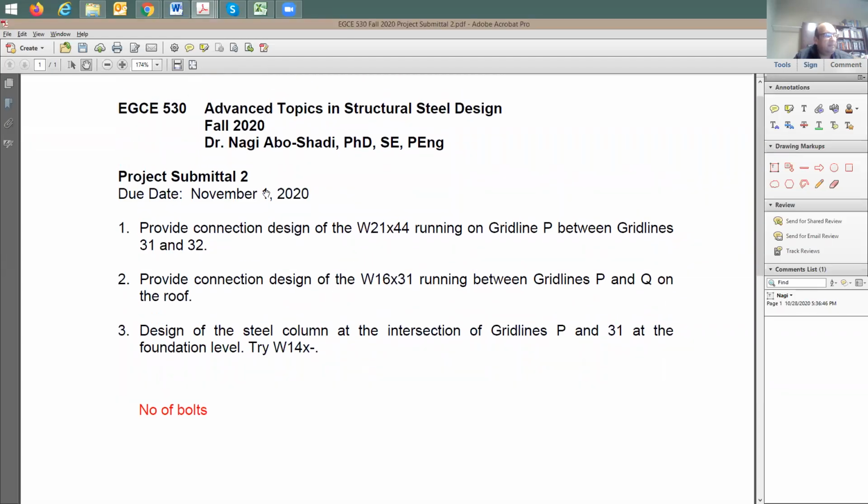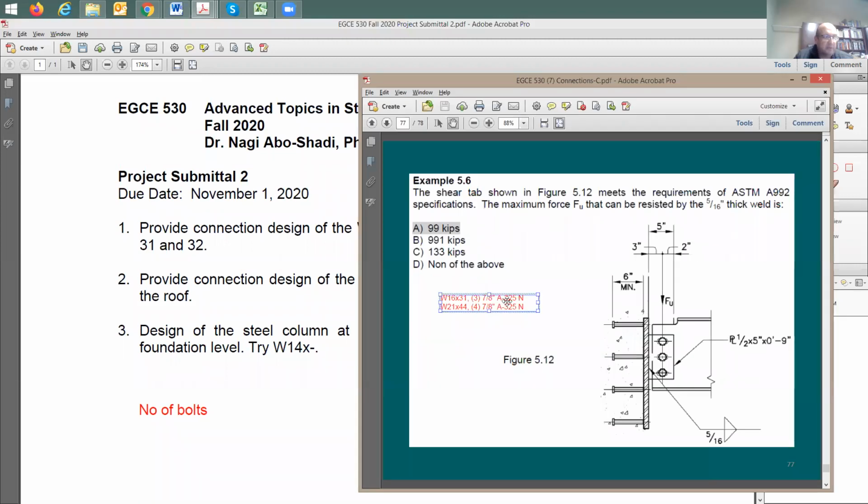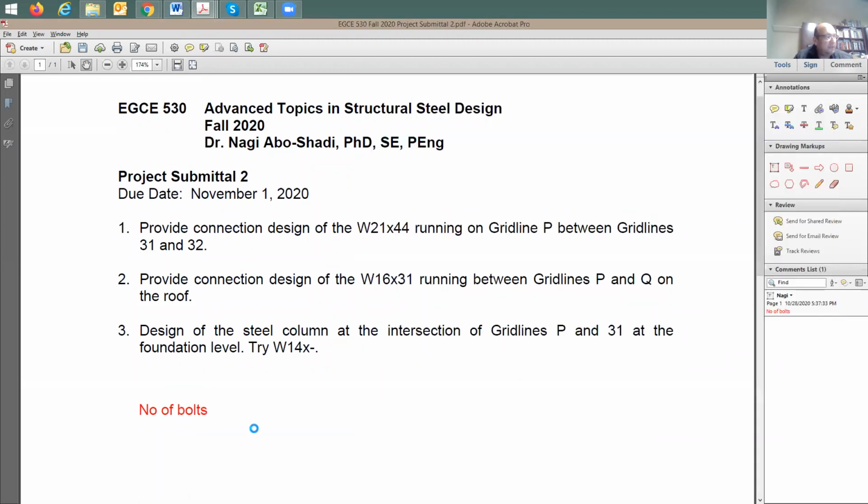So for this submittal, the criteria says that our bolt size should be 3/4. Which load criteria? 3/4 of an inch? Yes, sir. Okay. Go ahead, please, and use 7/8 of an inch, if you don't mind. Okay. So I'm going to put this here.